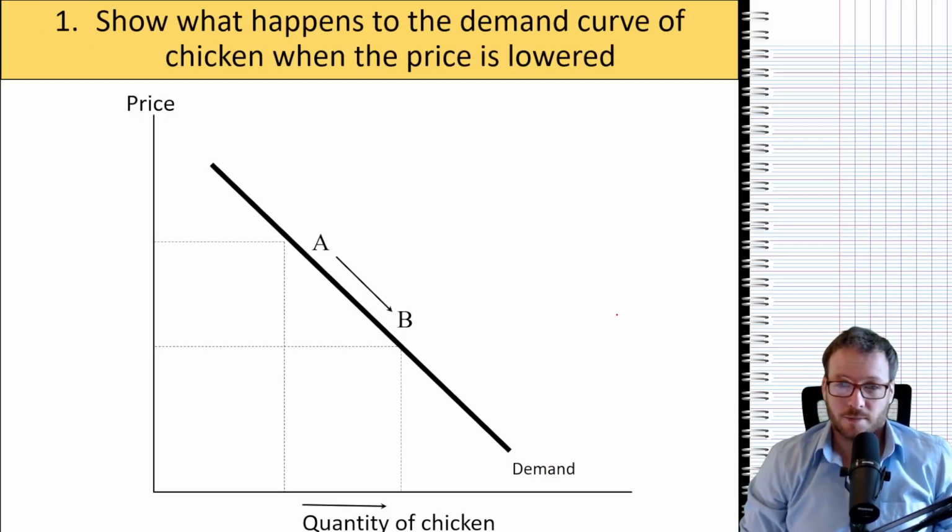Price of chicken's gone down. Meaning, in comparison to your salary, we have the income effect where you are richer, therefore you buy more. And the substitution effect, chicken is now comparatively cheaper than beef, and therefore you buy more chicken.